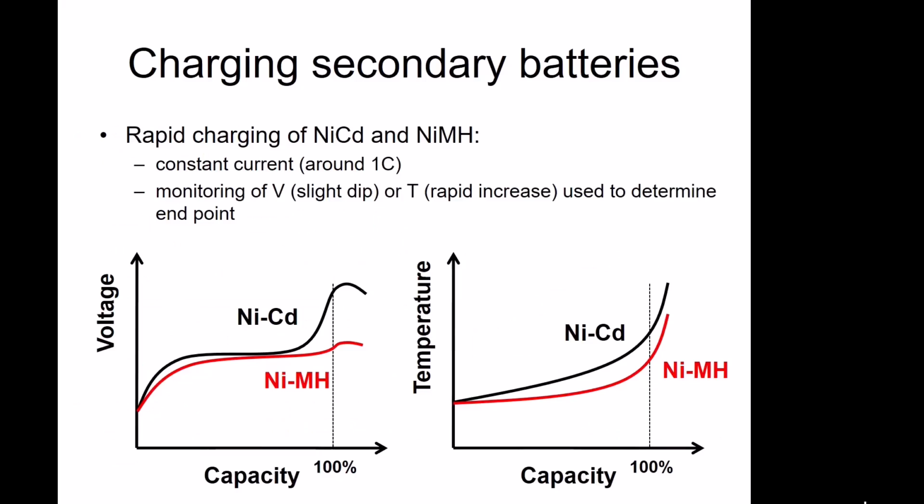For the nickel cadmium and nickel metal hydride, it's a similar scenario. You charge with a constant current of a C rate of about 1, and then you monitor the characteristics of the battery. When they are fully charged, you notice a slight dip in the voltage, and you also notice a rapid increase in the temperature. So it's very important to stop at that time, again, before they overheat and explode. So when you're charging secondary batteries, you do have to be very careful in this process, because there is the risk of explosion.